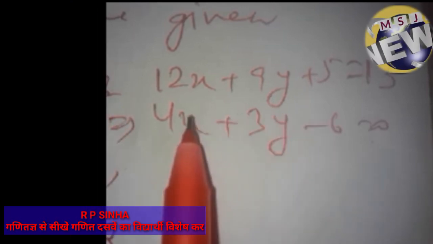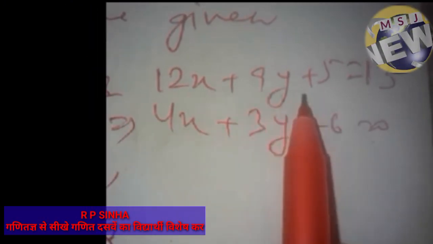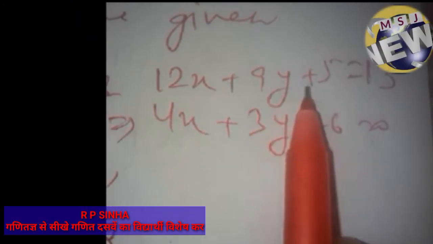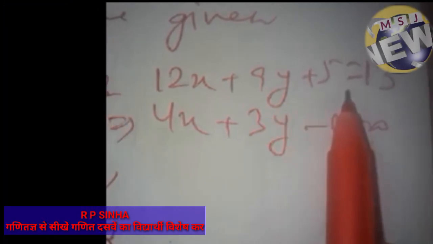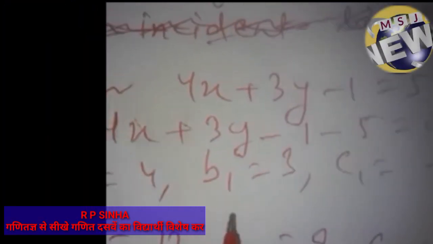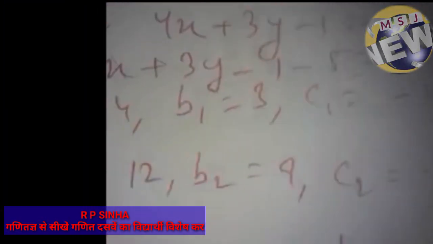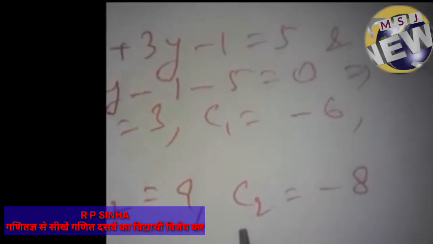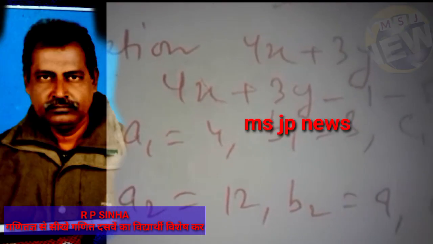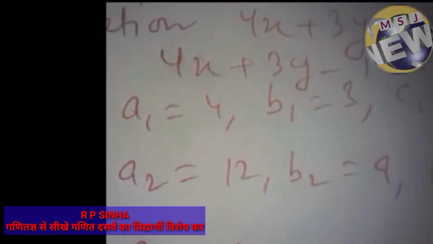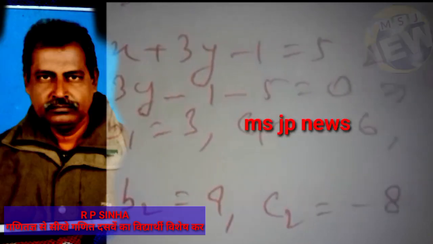Similarly, if we solve the second equation, 12x plus 9y plus 5 is equal to 13, we take this 13 to the LHS, then 5 minus 13 will give us minus 8. So in this way we have A1 is equal to 4, B1 is equal to 3, C1 is equal to minus 6, and A2 is equal to 12, B2 is equal to 9, and C2 is equal to minus 8.